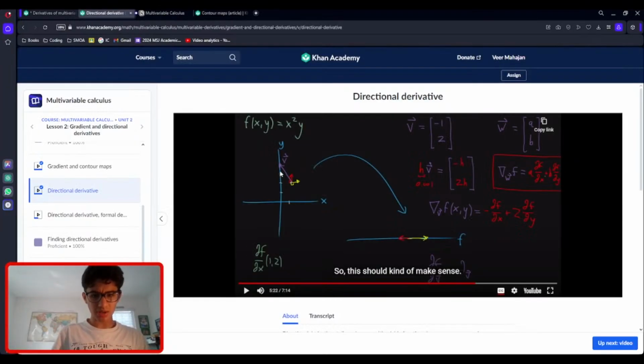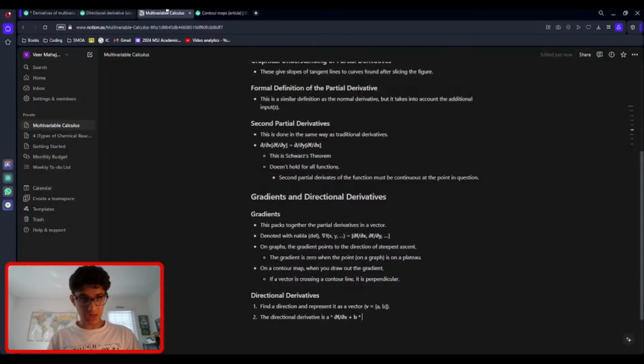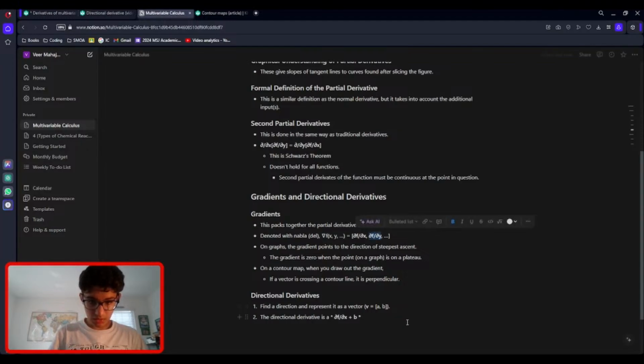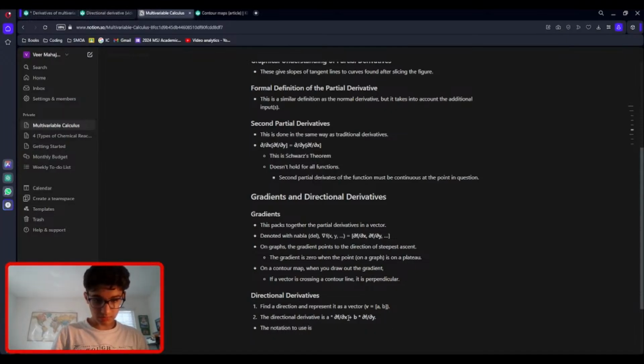Wait, you are adding them, right? Or are you? Yeah, you're just adding them. So you're actually evaluating something, plus b times partial f partial y. The directional derivative is this. Now what else is there? The notation to use is okay. Wait, this is not limited to just two dimensions or inputs.